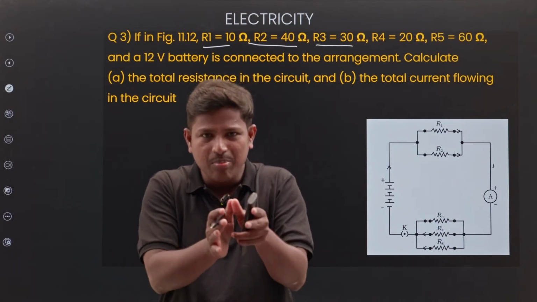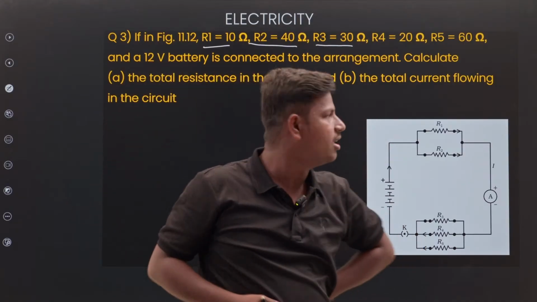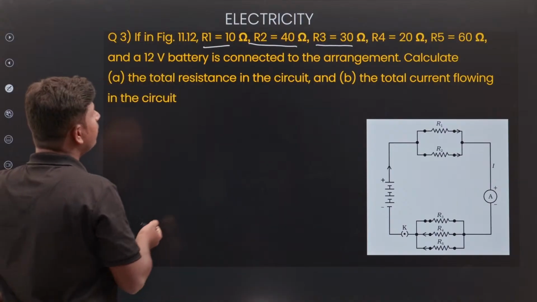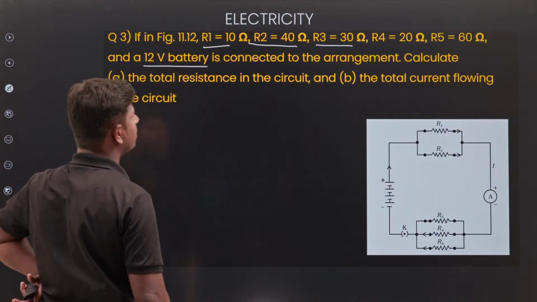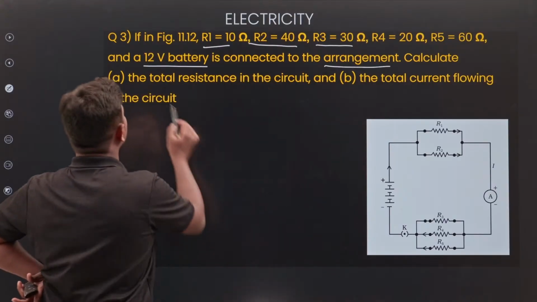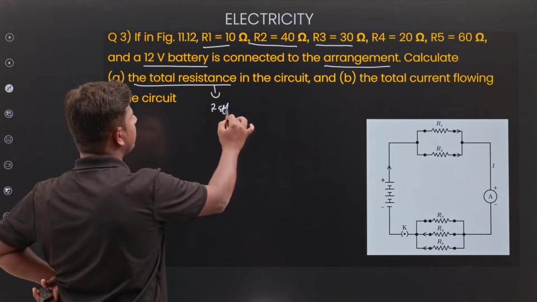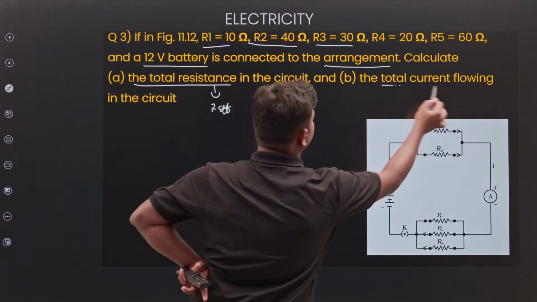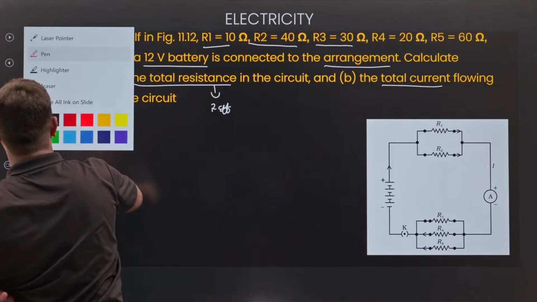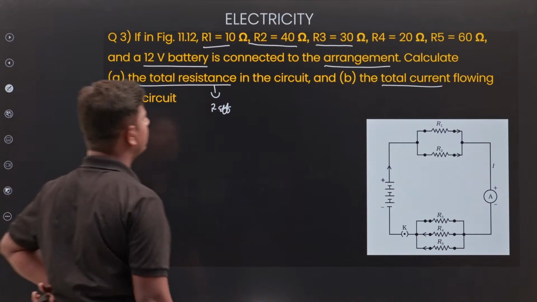So it is completely based on the resistors. Focus on the resistors. See where the 12 volts battery is connected, how they are connected in the arrangement. Calculate total resistance, again effective resistance only, R effective. And next, total current. Two things we are going to find out here. Listen, two things.